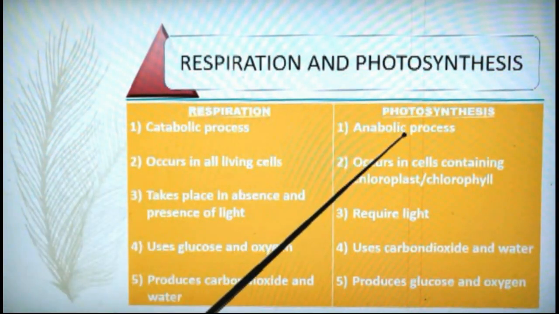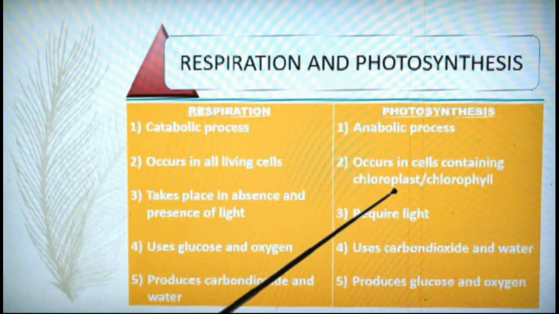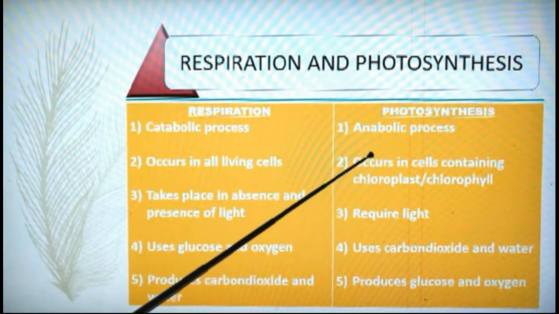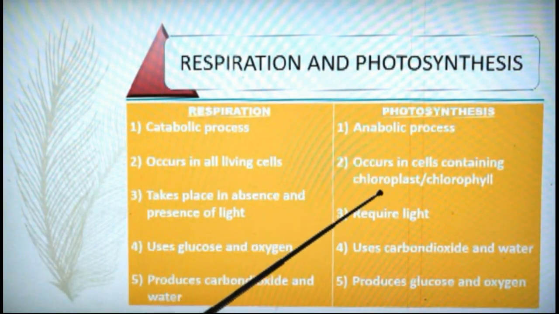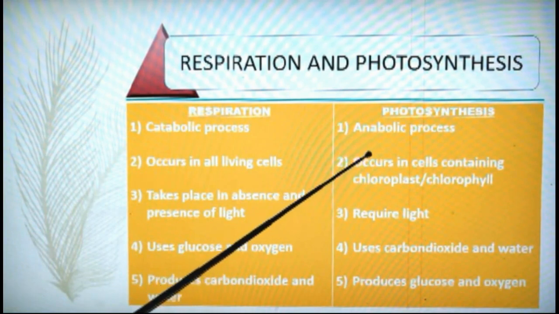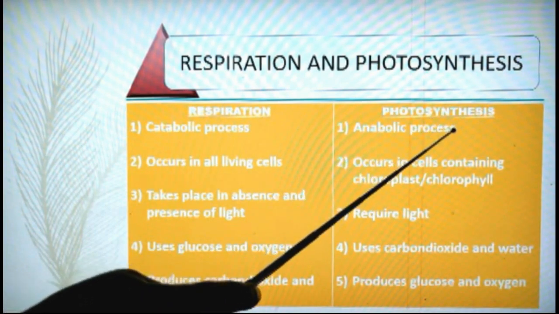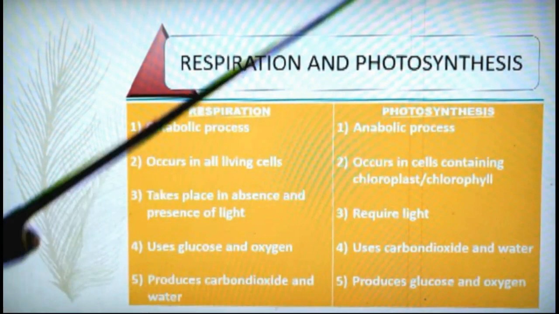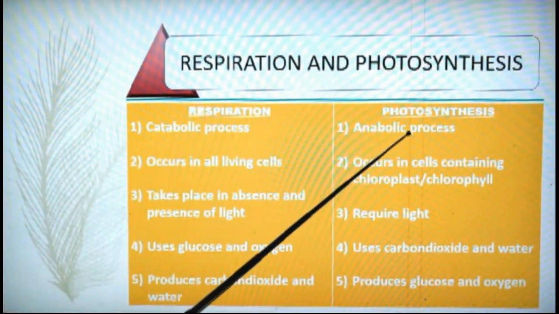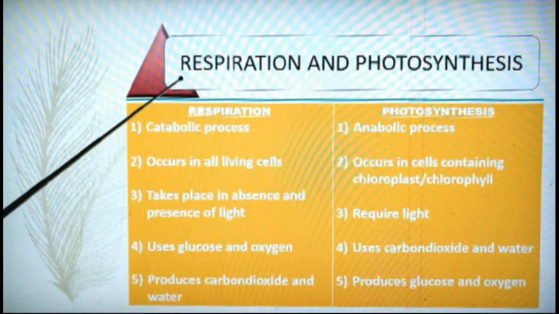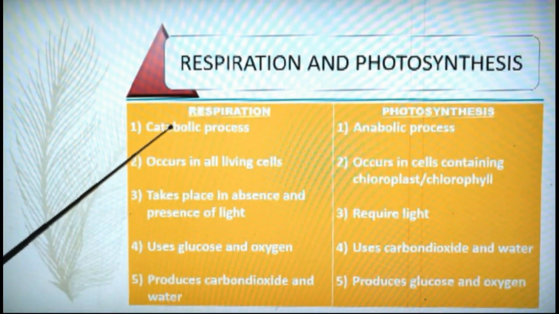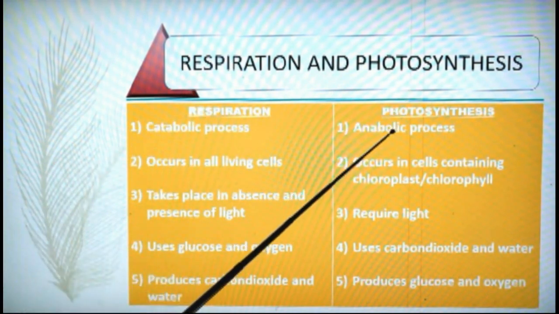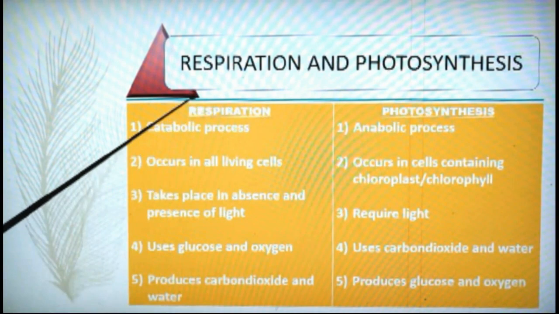But in the case of photosynthesis, what is happening? The two substances, that is carbon dioxide and water, are combined together to produce what? Carbohydrate. So it's a constructive process. So we can call it as what? Anabolic process. So respiration is a catabolic process while photosynthesis is an anabolic process.